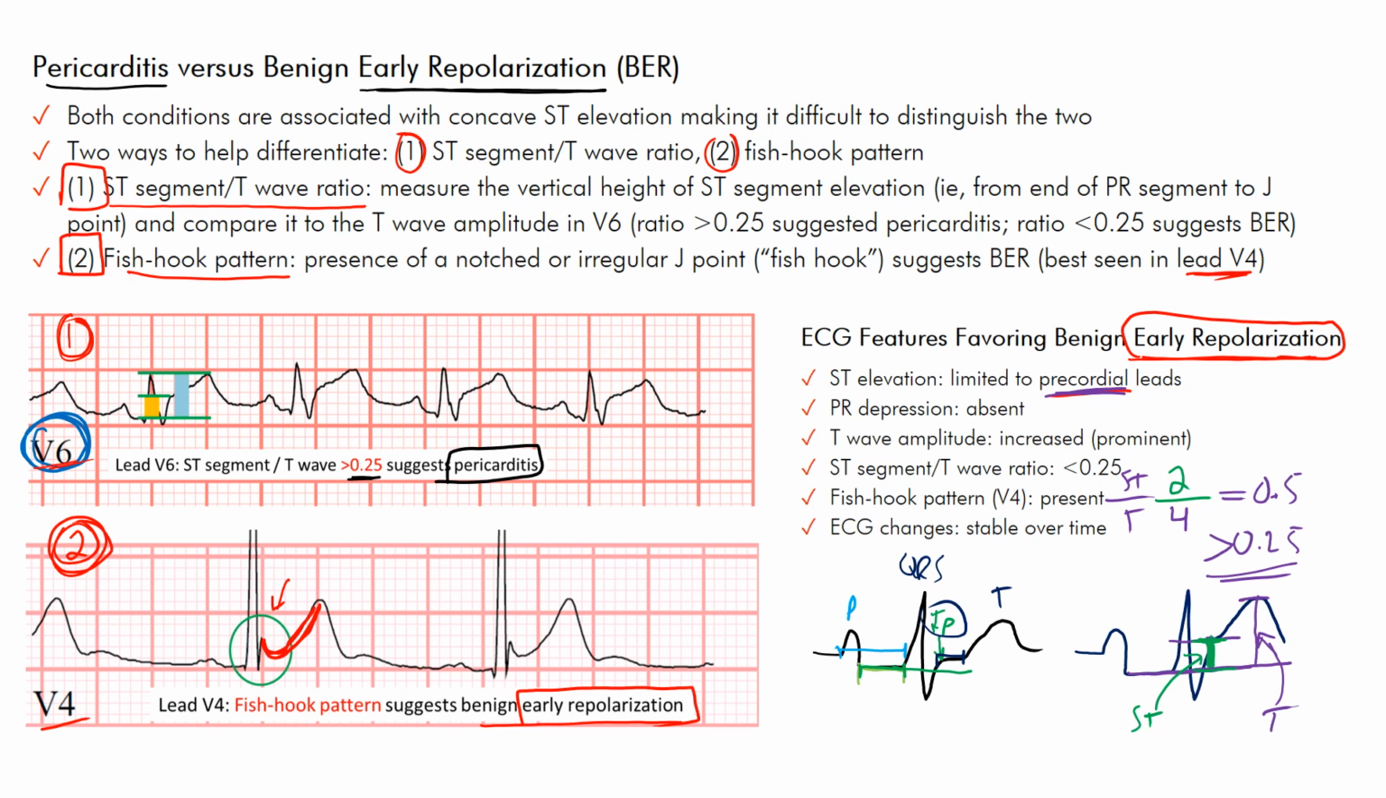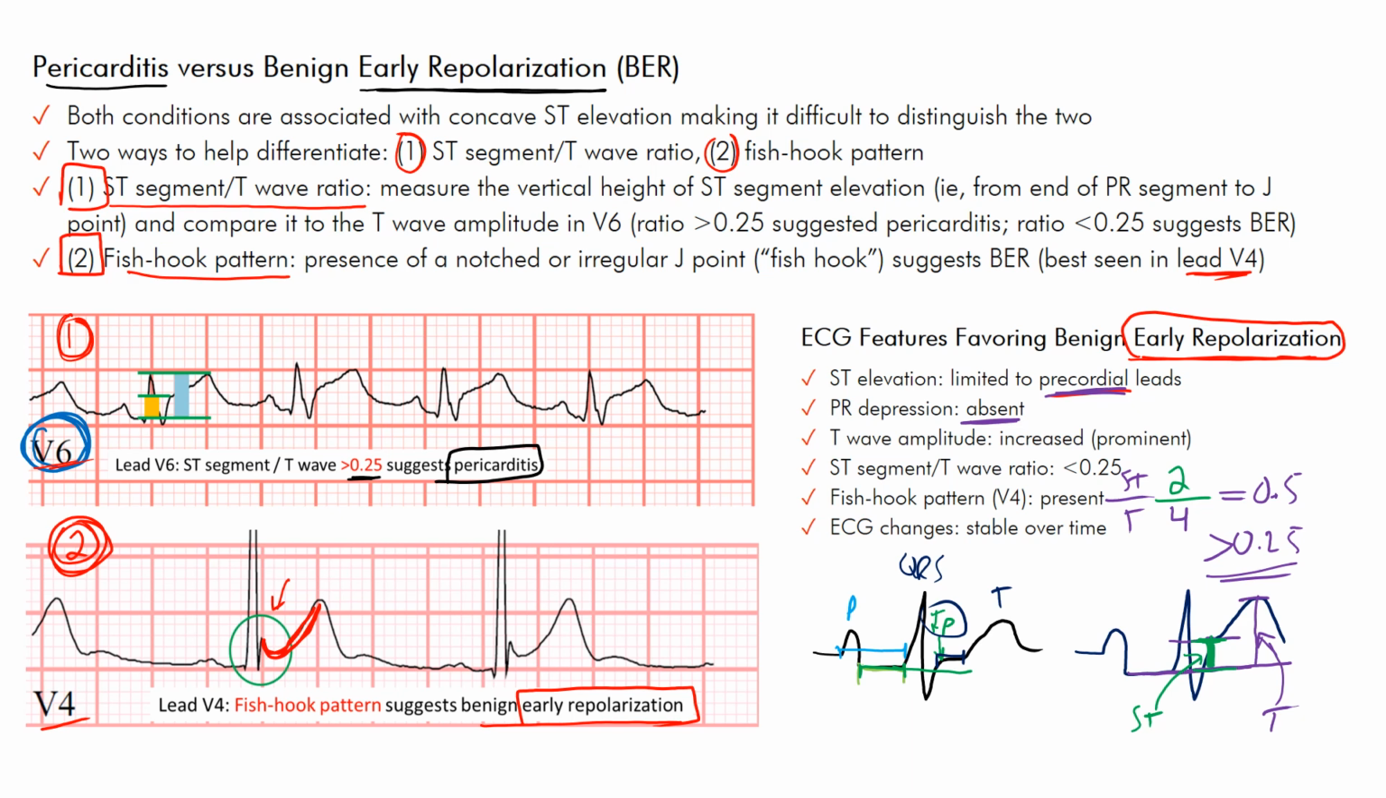So if you see elevation as well in the lateral or inferior limb leads, it's likely not an early repolarization pattern. You won't see PR depression. So PR depression will be absent. Remember that we said that with pericarditis, we saw PR depression associated with the ST elevation in many of the leads. The T wave amplitude will be increased.